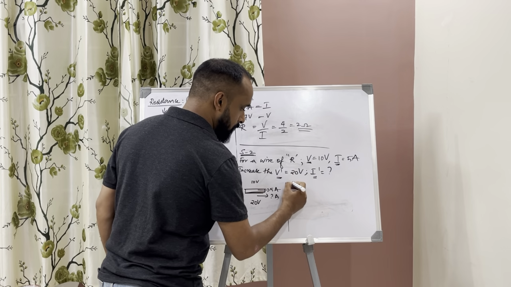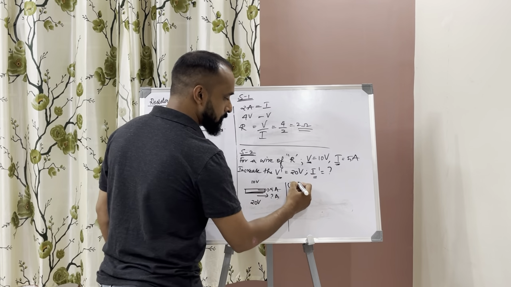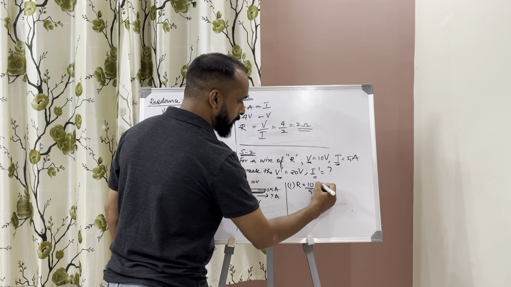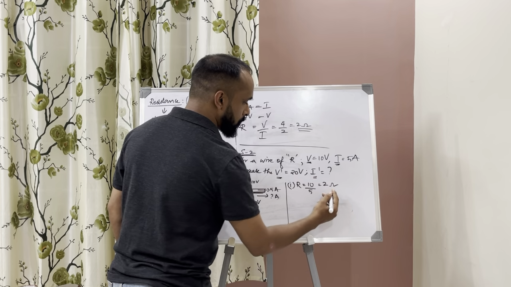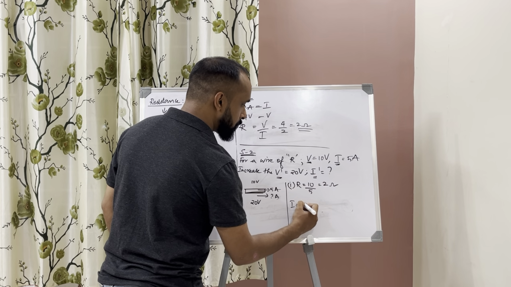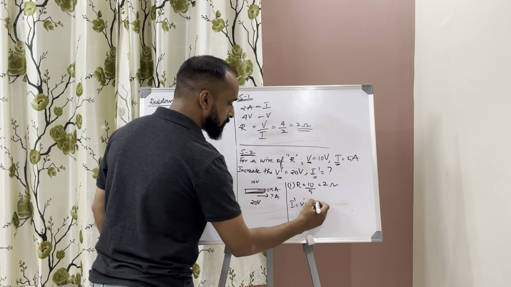First method is to find the resistance and apply it here. Simple. So resistance is equal to V by I. So it's going to be 10 by 5, which is 2 ohms. Apply this here. So it's going to be I is equal to V by R. That is, new current is new voltage by new resistance.